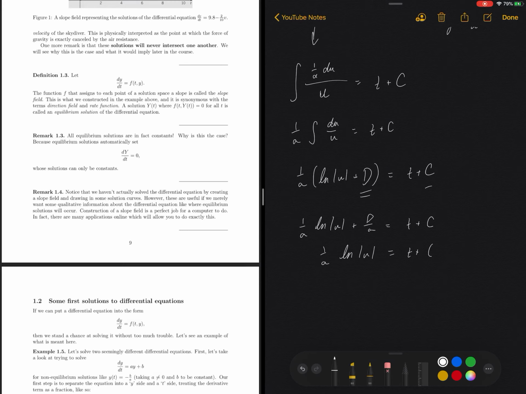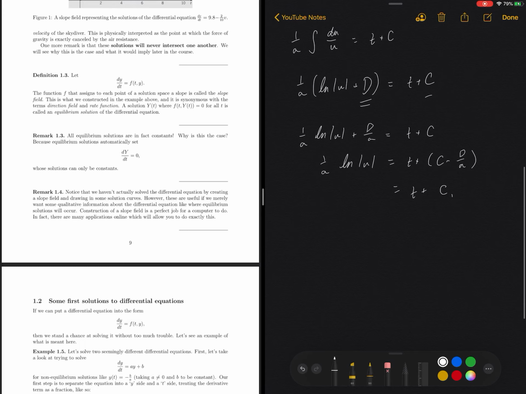Instead of dealing with two integration constants, I'm going to go ahead and bring that d over a to the other side of the equation. So I'll have c minus d over a. And I can go ahead and just call this guy a new constant. That's all this guy is. So effectively, I only had one integration constant, even though there were two different antiderivatives to compute.